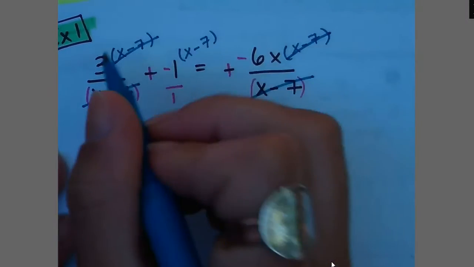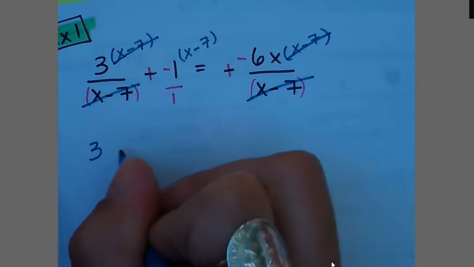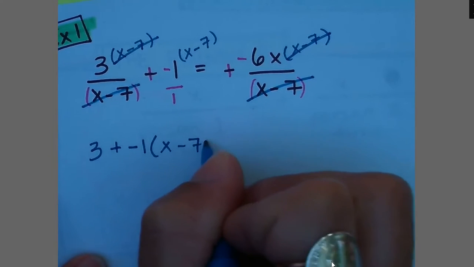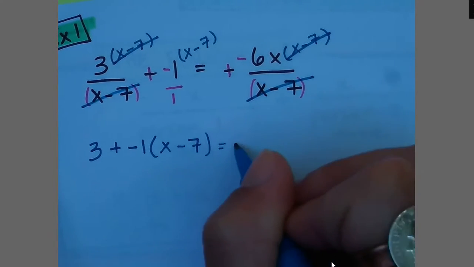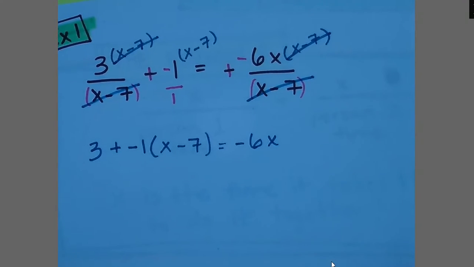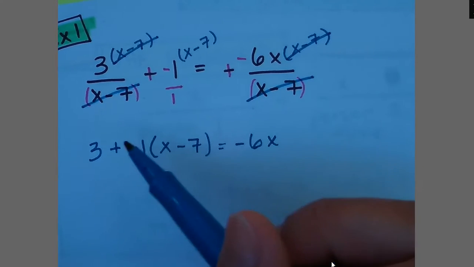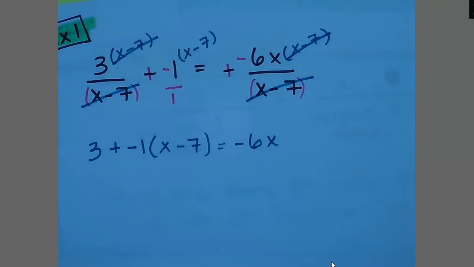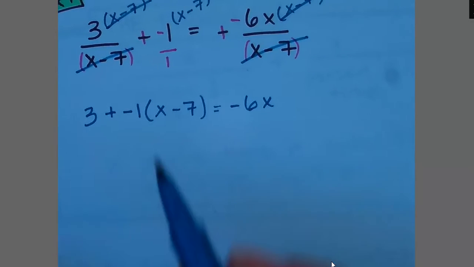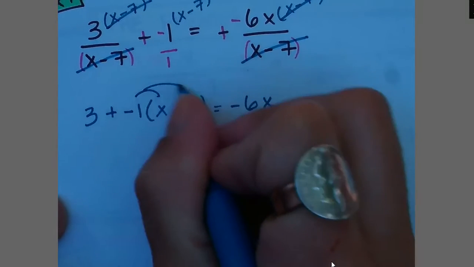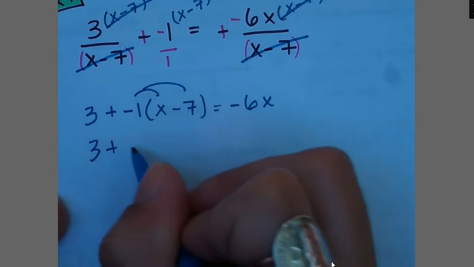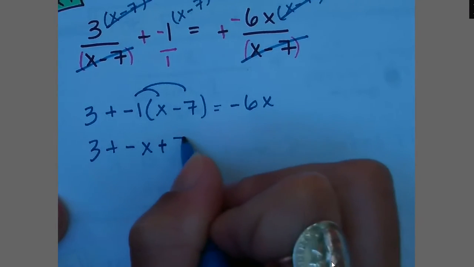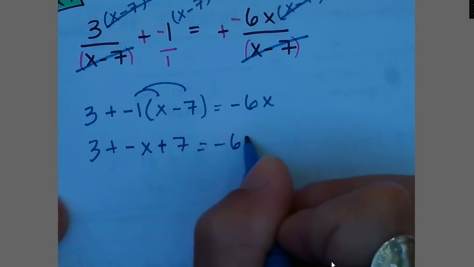So let's look here. We have 3 plus negative 1 times x minus 7 equals negative 6x. Huh? No denominators. All I did was multiply the numerator by the common denominator. Okay, so now I have 3 plus negative x plus 7 equals negative 6x.